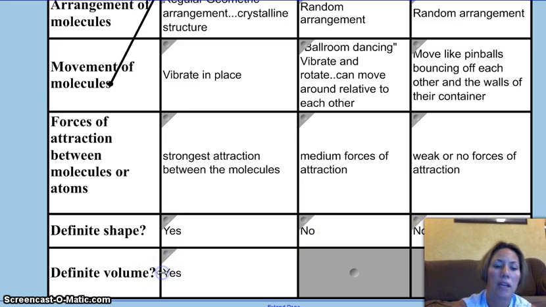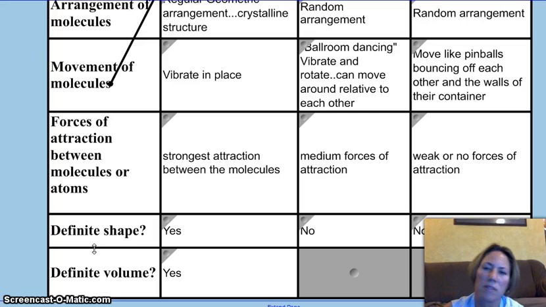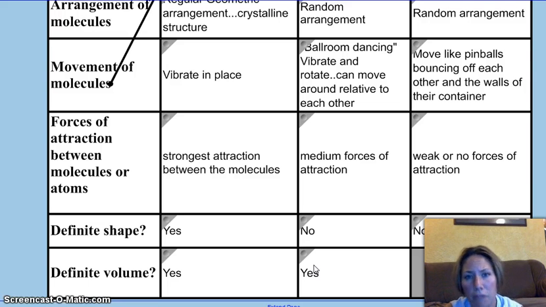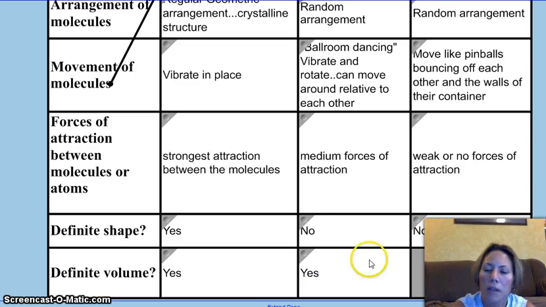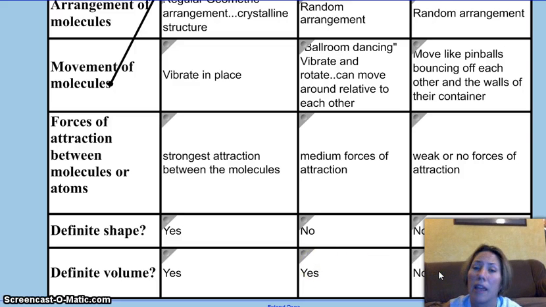And finally, we have volume. Solids have their own volume. A solid takes up the same amount of space no matter what container it's in. Liquids also have their own volume. While they'll take the shape, they still maintain their volume. So if you pour 10 milliliters of water in a star-shaped container and then dump it on the floor, it's still 10 milliliters of water. It doesn't spread out and occupy the volume of the floor. And then finally, gases do not have either. They have no shape, they have no volume. That is a characteristic of the gas phase.